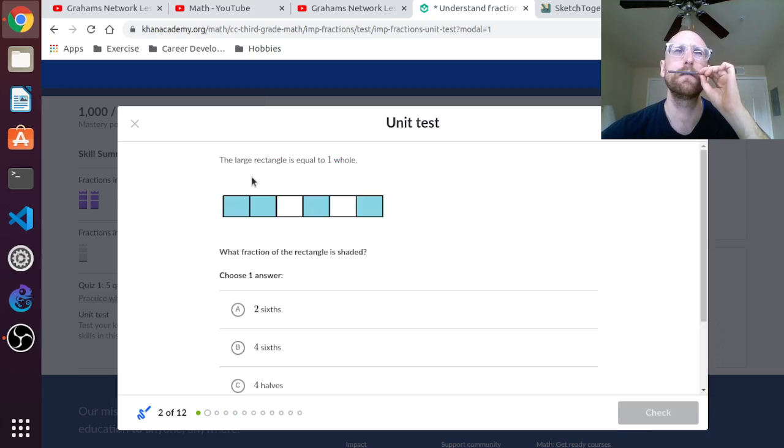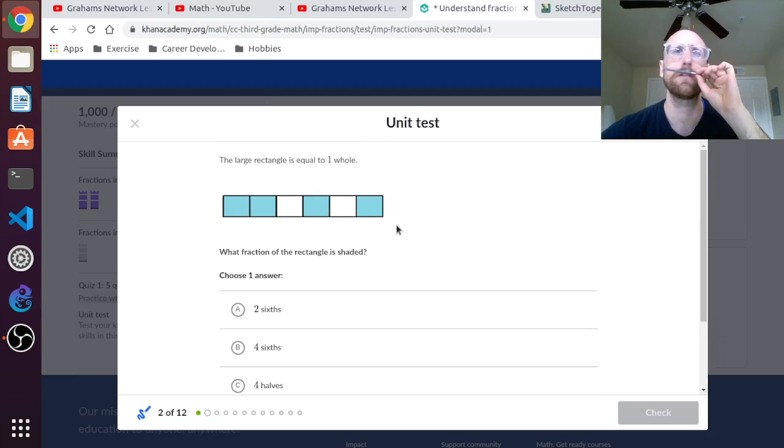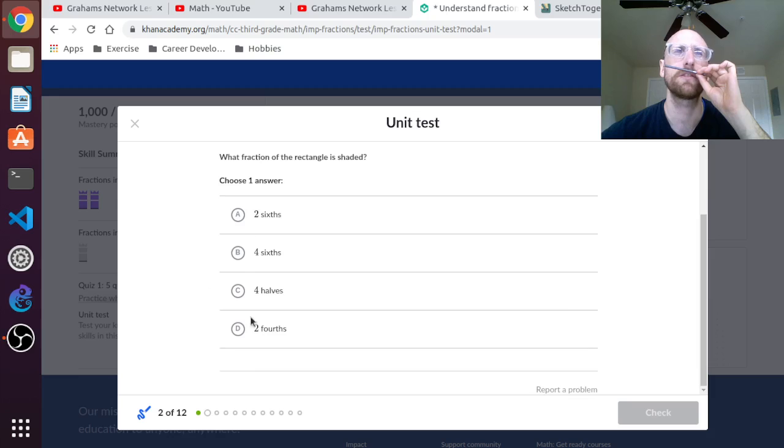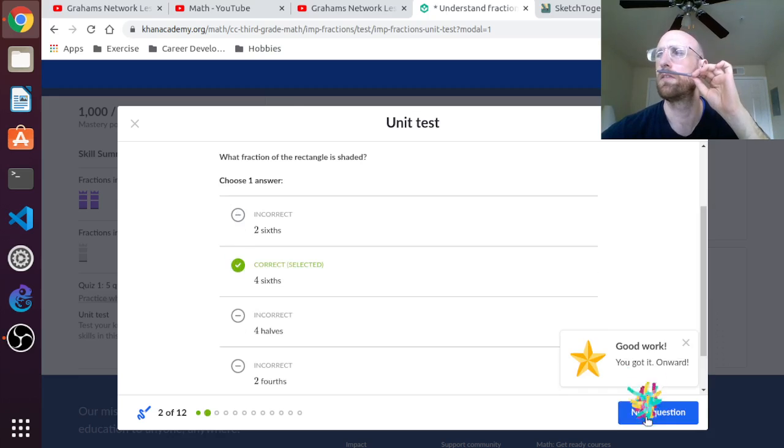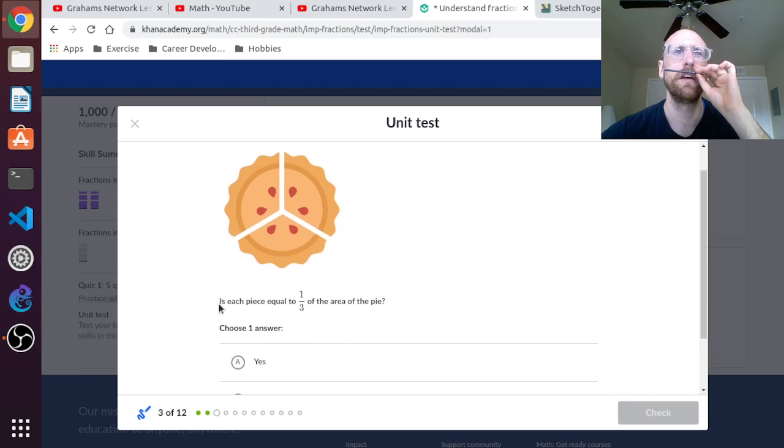The large rectangle is equal to 1 whole. What fraction of the rectangle is shaded? I'm assuming that the shading is in the darker color. That's how shade usually works. Darker color is the blue color here. So we've got 1, 2, 3, 4 out of 5, 6. So we can simplify that, but it looks like they don't need that. So we've got 4/6. All right, on to the next one. The pie is cut into 3 pieces. Is each piece equal to 1/3 of the area of the pie?